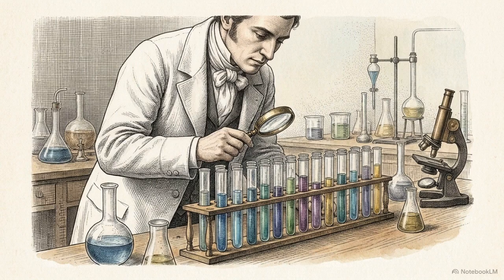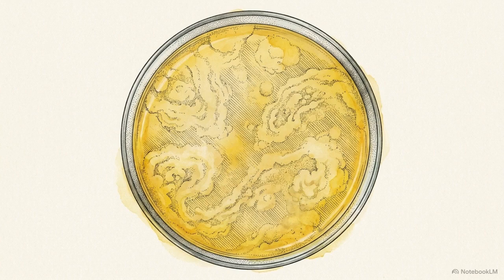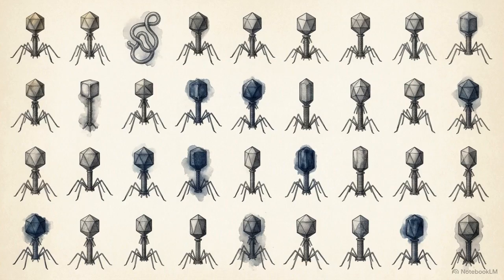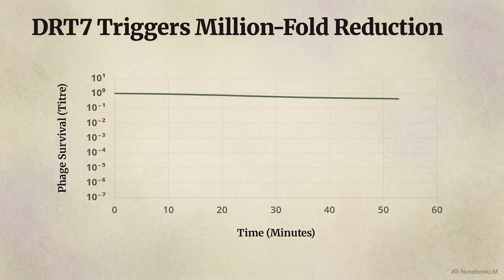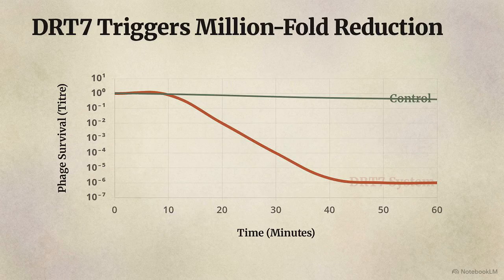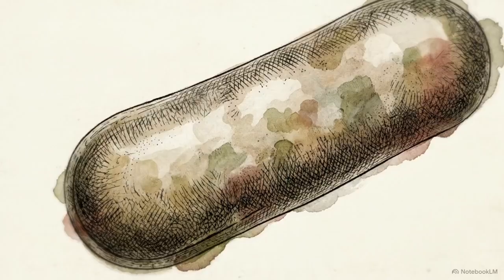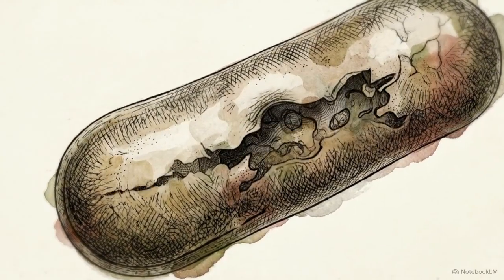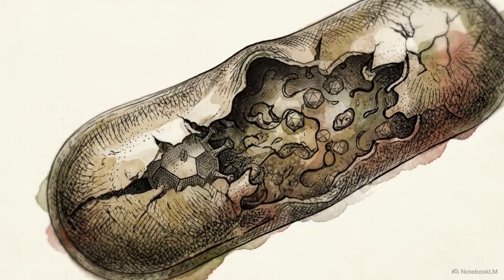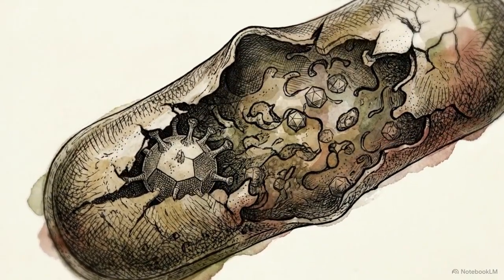To find out, the researchers first needed to measure DRT7's defensive capabilities. They introduced the enzyme into E. coli and ran plaque assays and growth curves against a highly diverse collection of phages known as the basal panel. The presence of DRT7 caused a massive million-fold reduction in phage survival. The infected cells underwent growth arrest, sacrificing themselves through a process called abortive infection to stop the virus from spreading.